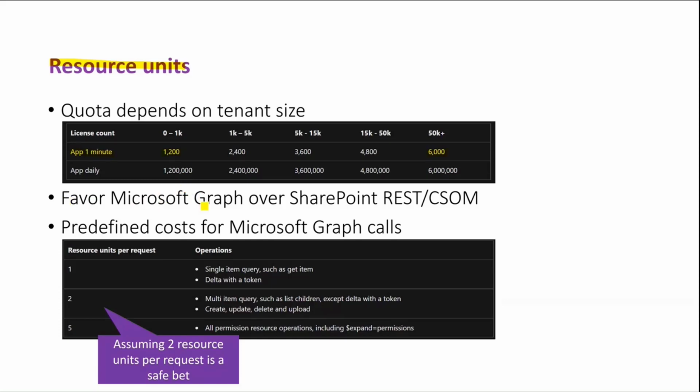Furthermore, those resource units are translated to requests. So you do a request, and a request can be a CSOM request, a Graph request, or a SharePoint REST request. All these requests are checked and possibly throttled.